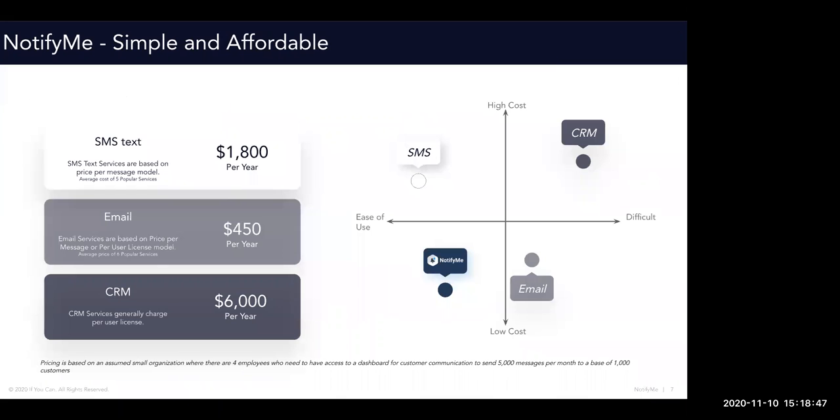Notify Me is simple and priced comparably to bulk SMS. So it's very, very affordable, taking up that nice little sweet spot on this future Gartner Magic Quadrant: ease of use and low cost.